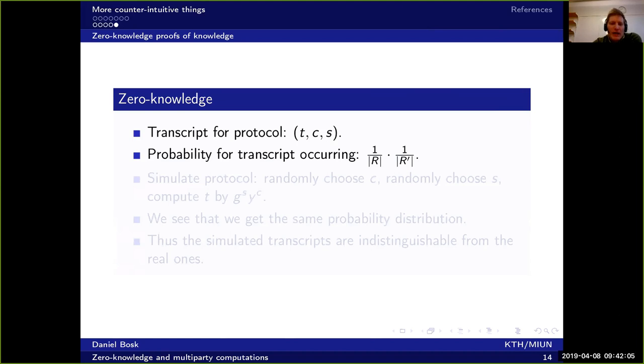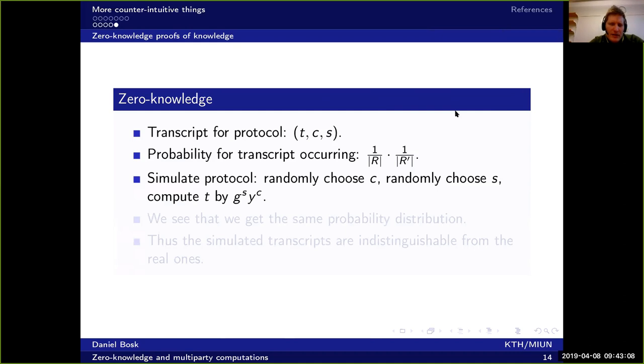Now, if we look at the probability for a particular transcript occurring, there are two things that are chosen at random. First, it's the T here, because the prover chooses an R and then computes T. So this is chosen uniformly at random from some set R here. And the second value that is chosen at random is C. That's also chosen uniformly at random from some set R prime here. Maybe R and R prime are the same set, but not necessarily. S here is computed deterministically based on T and C, so that's why we don't have a factor of that in there.